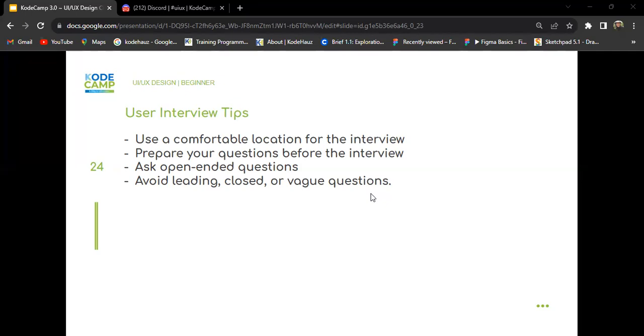I'm going to start by saying that you need to prepare your questions before the interview, because while you will likely think of questions while sitting with the user, do well to prepare a list of questions that you aim to have answered. A question list will ensure that you're able to get your team's feedback about your questions.